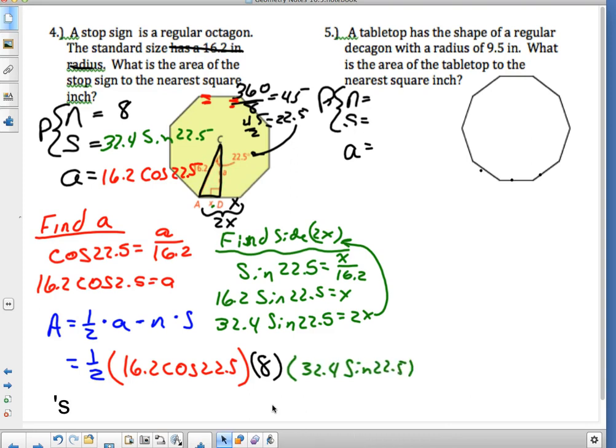Okay, now I got to pop that in my calculator. So there's a lot of little spots I could screw up. So be careful. Double check your stuff as you enter in before you hit enter. Like making sure you got 16.2 cosine 22.5, close the right parenthesis, times 8 times 32.4 sine 22.5, close the right parenthesis. 742.29.